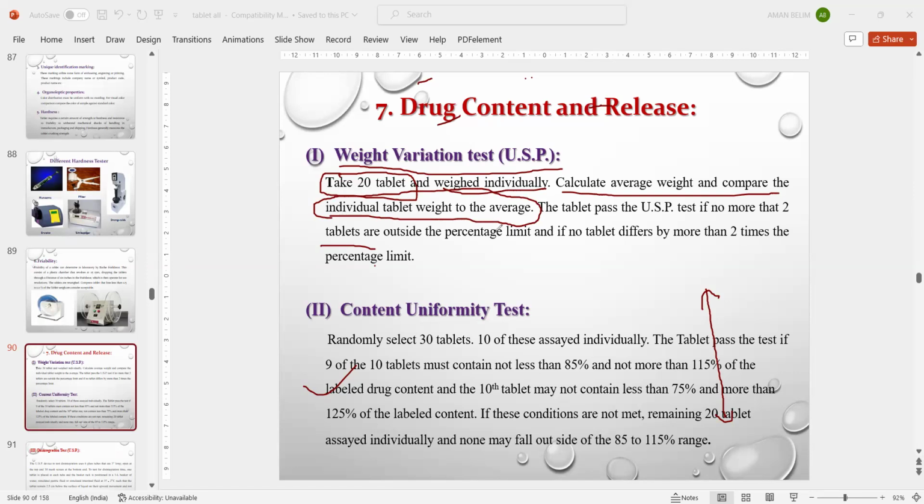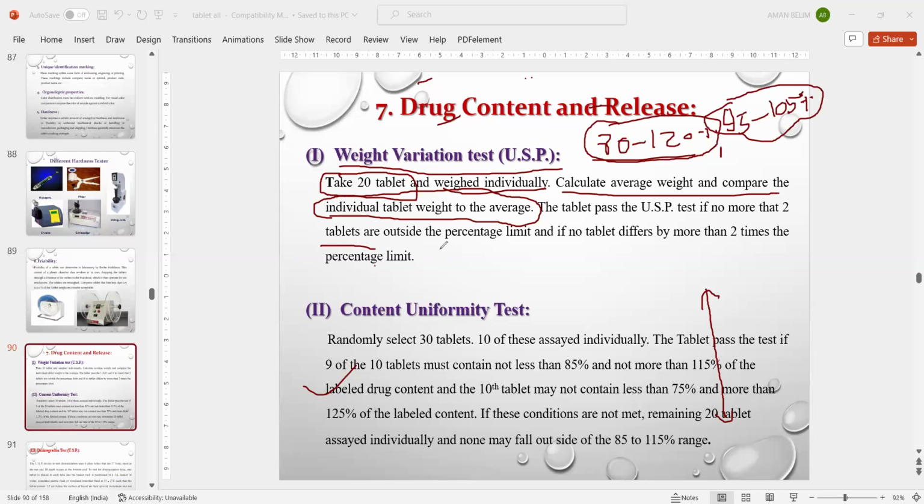And the limits are generally 80 to 120%, and generally 95 to 105%. The actual table for the weight variation is like this. It is in terms of percentage. This is the content, about the content of API and excipient, all included, right?